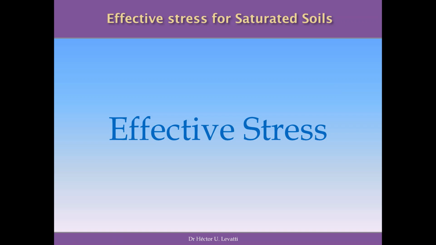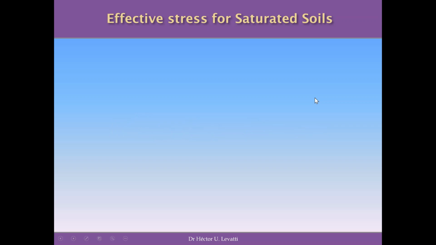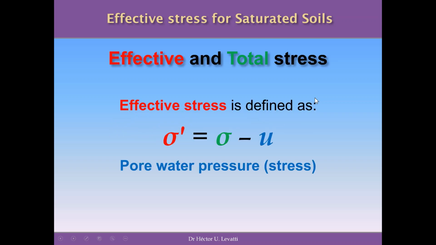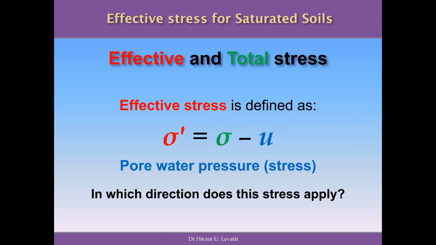Let's talk now about the effective stress for saturated soils. We already defined this in previous lessons. So the effective stress, as I said before, is a very simple definition but it's a very important definition, probably the most important definition in soil mechanics and in geotechnical engineering. The effective stress is simply the total stress minus the pore water pressure. But in which direction is this stress applied? When we define the stress in this way, we are implying that the problem is one-dimensional, because we are not talking here about directions. So the question is, is this a stress in 1D, 2D, or 3D?